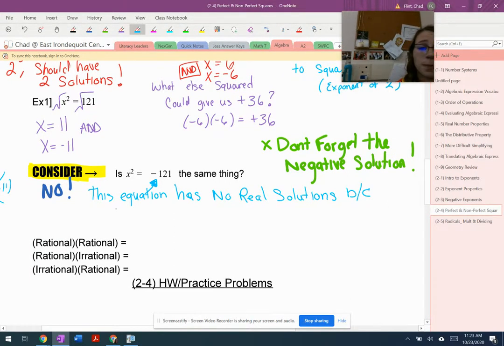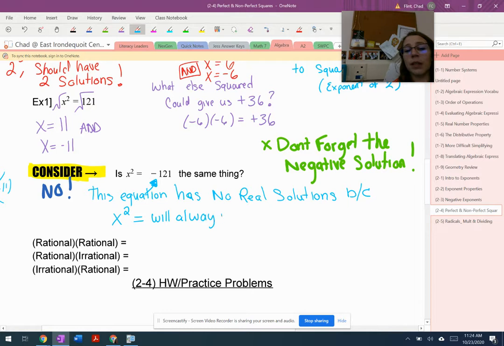Because if I take a number and square it and multiply it by itself, whether that number is a positive times a positive or a negative times a negative, it's always going to end up with a positive. X squared will always be positive.